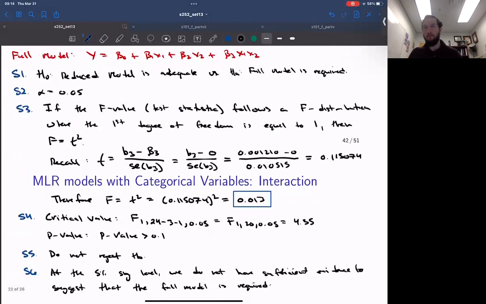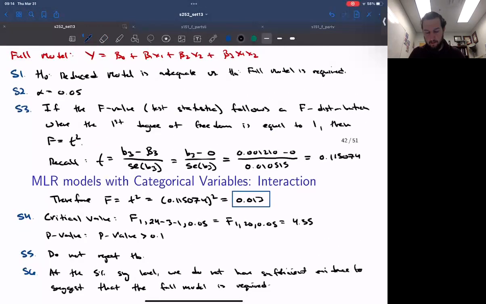Okay, so that's just another, this is the exact same test that we just talked about. So the extra sum of squares F test. It's just showing how we can get to the test statistic through a slightly different formula, because the first degree of freedom is equal to 1. So this is something we can do whenever the difference between the two models that we're comparing is only one term.